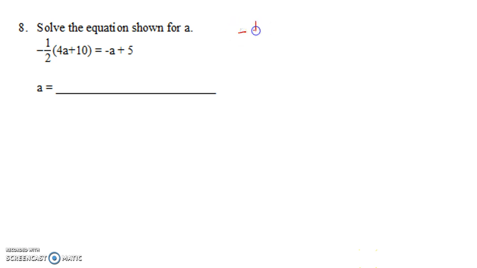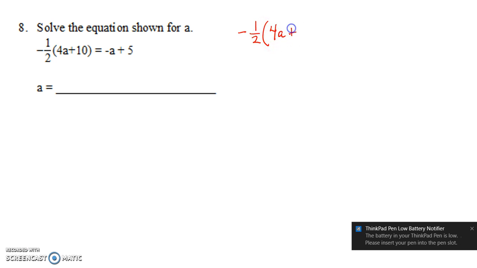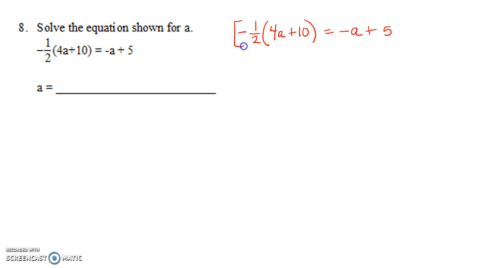Okay. So negative equals 5. So I'm going to go ahead and multiply by -2. The reason I'm using -2 is I want to get rid of that -1/2, and a negative times a negative is a positive. So I'll have 4a plus 10 left over equals -2 times a is positive 2a, -2 times 5 is -10, or minus 10.